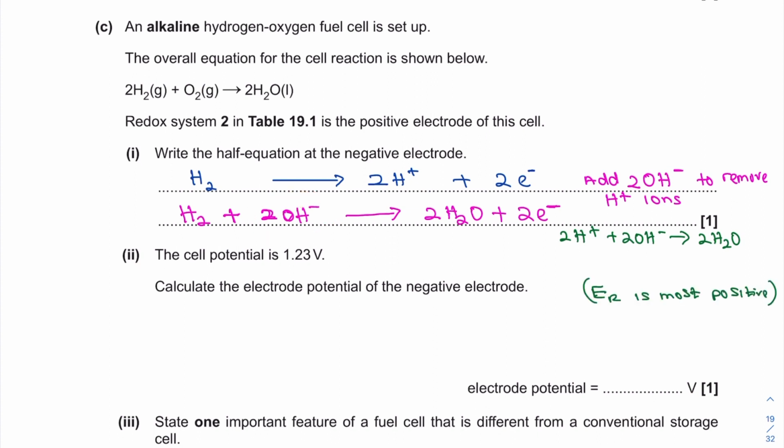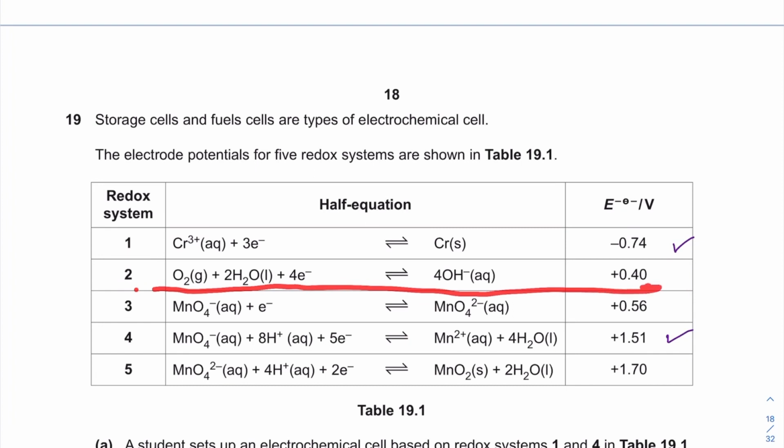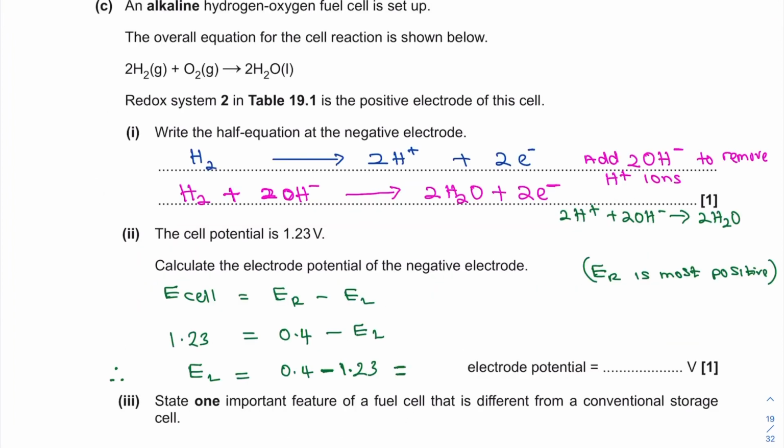For part 2, the electrode on the right is the most positive, and to calculate the electrode potential of the negative, we need to write the equation. The E cell is equal to E right minus E left. The E cell is 1.23 volts and the E right is 0.4, which will be the most positive, and we got that from table 19.1, which is 0.4. And therefore, we find E left, the electrode on the left, which is 0.4 minus 1.23, and that equals -0.83 volts.